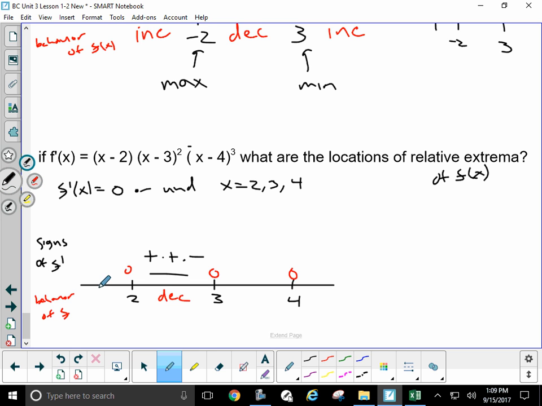So if I plugged in like 0, I'd get a negative 2 times negative 3 squared times negative 4 cubed. That's a negative times a positive times a negative. You know that is a positive. That means f is increasing. Then at 3, say 3.5, I have a positive. I know this being squared is going to be a positive. 3.5 minus 4 is a negative. Negative cubed is a negative. So that is a negative. And then to the right of 4, positive, positive, positive.